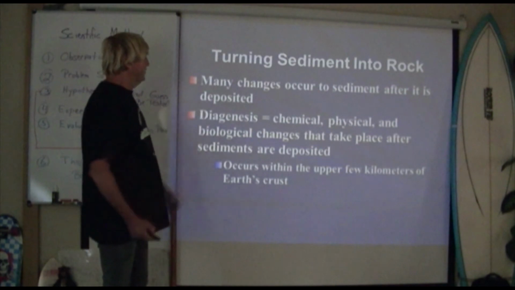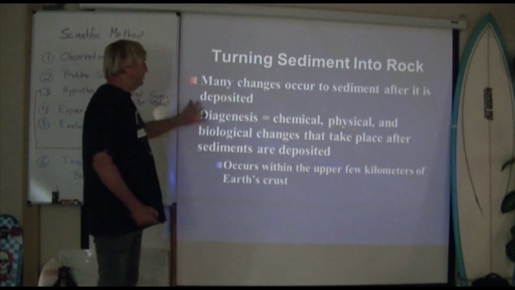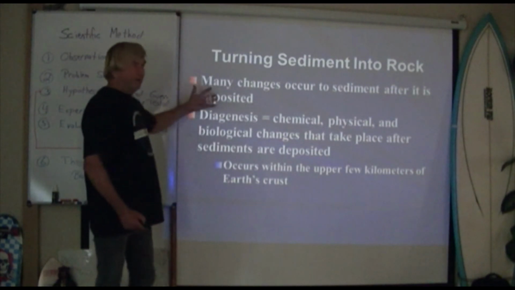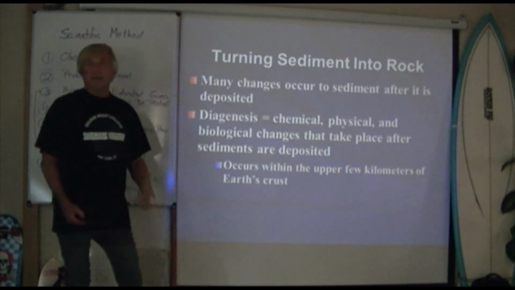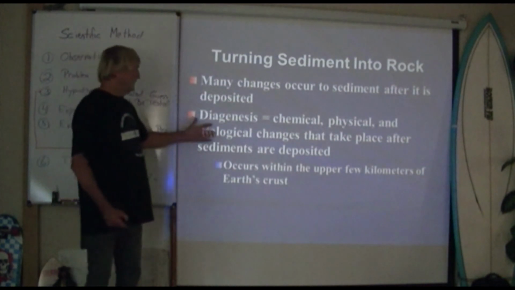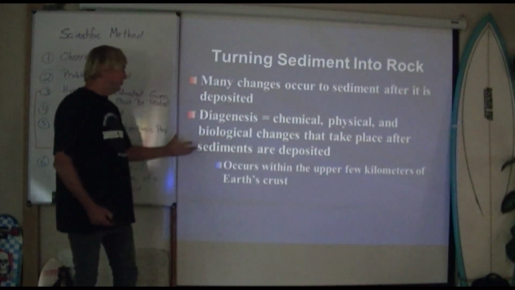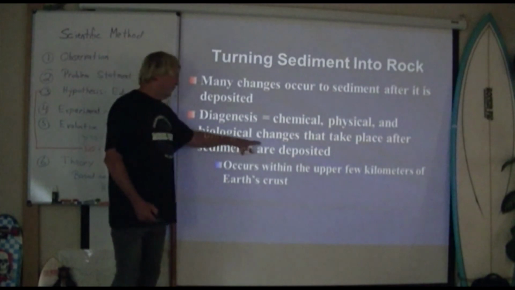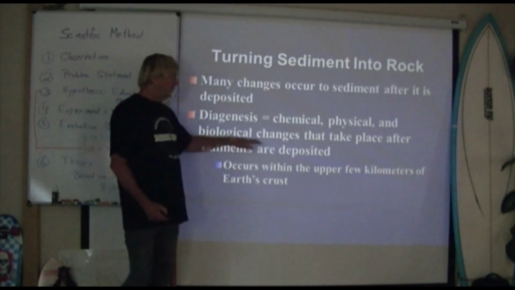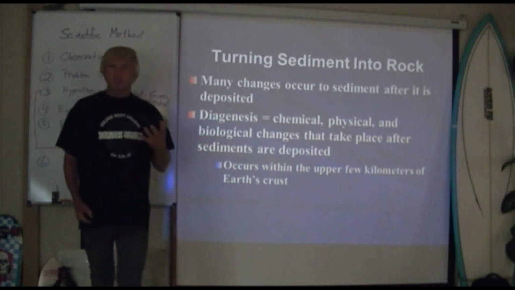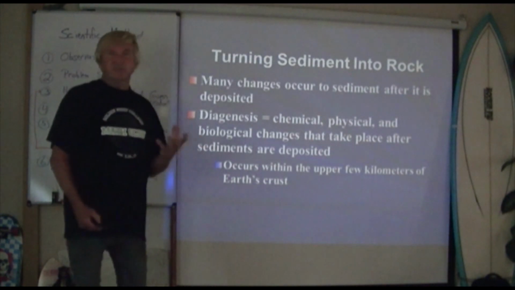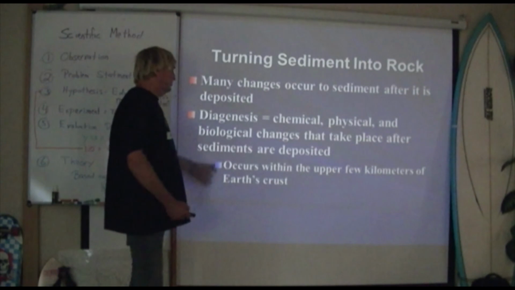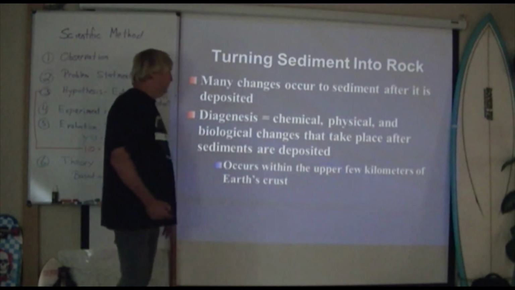So how do you turn sediment into rock anyway? There's a lot of changes that occur. Once the sediments are laid down, like a sand dune, it can be buried. You can go through a process called diagenesis. Diagenesis is basically chemical, physical, and biological changes that take place. A lot of people are really focused on biological right now. They see a lot of organisms secrete materials that are essential for cementing rocks together. And this occurs in the upper few kilometers of the Earth's crust.